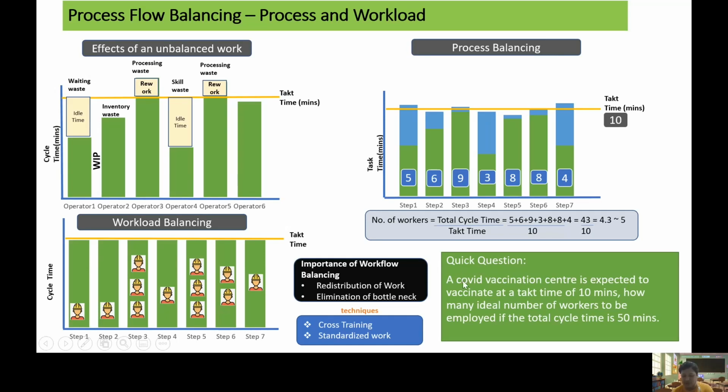Today's question is: a COVID vaccination center is expected to vaccinate at a tech rate of 10 minutes. What is the ideal number of workers to be employed if the total cycle time is 50 minutes? You have a formula here. This is a very easy question. I would like to see the answers in the comment box.